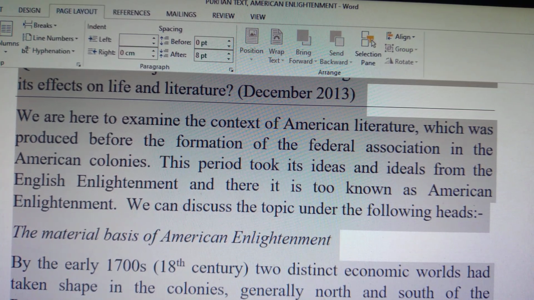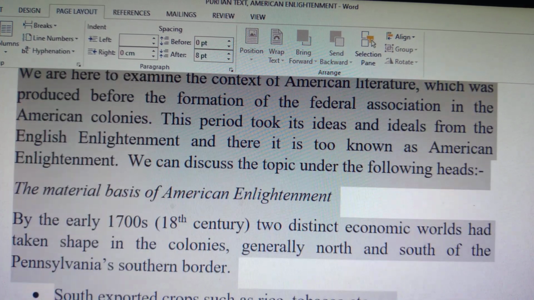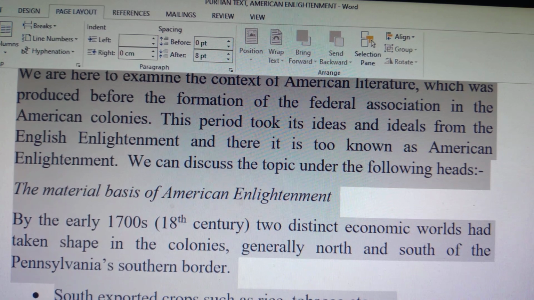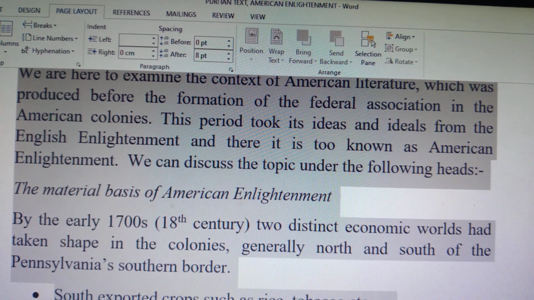We are here to examine the context of American literature which was produced before the formation of the Federal Association in the American colonies. This period took its ideas and ideals from the English Enlightenment. Now why I said it has taken some ideas, conception and ideals from the English Enlightenment, because this is known as American Enlightenment.